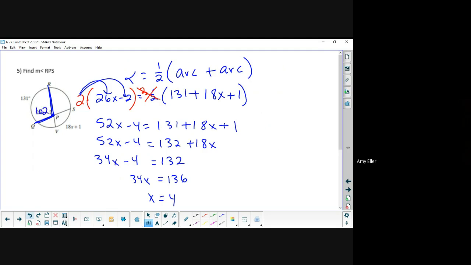If you put 102 as your final answer, you get some credit for that. But remember, our final answer is, got to answer this question. The measure of angle RPS. Together, these make a straight line, 180. So subtract 102. Our final answer is 78.